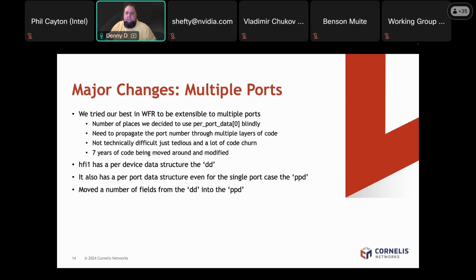So we had this thing called a PPD, which was our per port data. It's an array of ports. Over time, we didn't always stick to that, and people started using just the first entry in the array, the only entry in the array, and just blindly using that, which is not super technically difficult to get around, but there's a ton of it, and there's a lot of code churn associated with this.